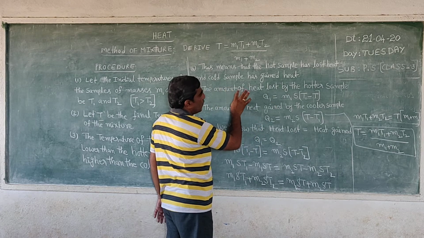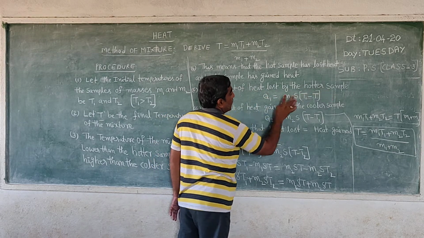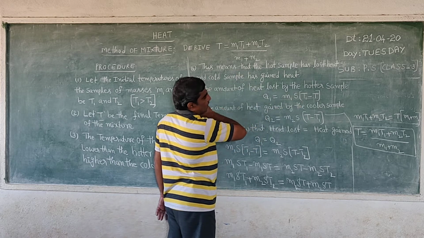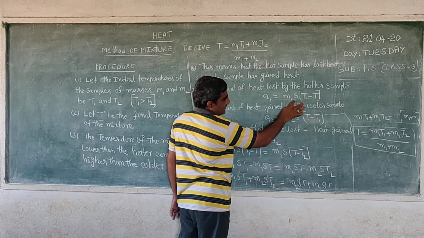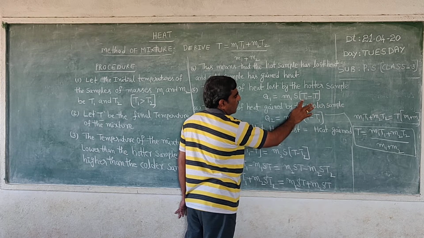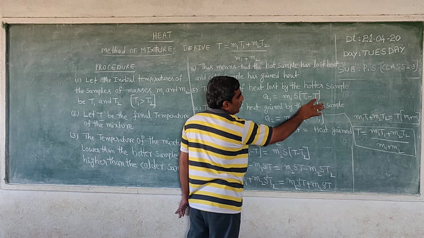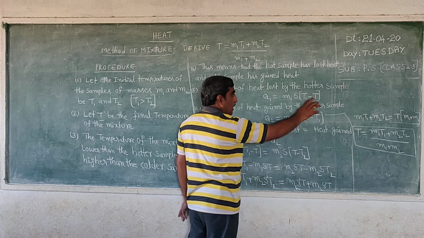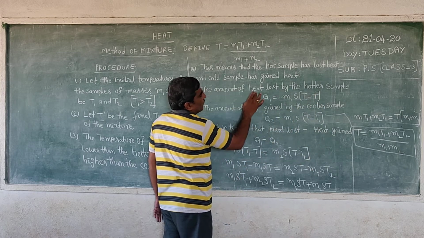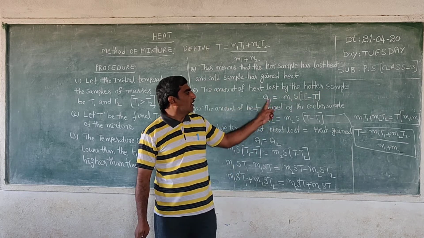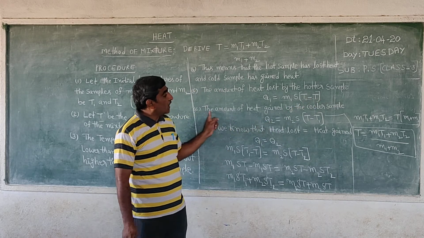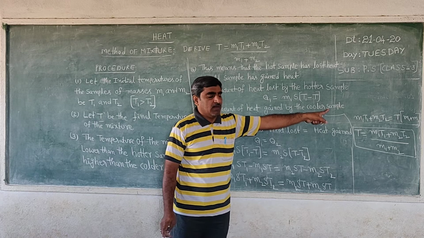Q1, the amount of heat lost by the hotter sample, is equal to the mass of the hotter sample times the specific heat of the given substance, water. So Q1 equal to M1 S into T1 minus T. T1 is the hotter body temperature and T is the final temperature of the mixture. The final temperature of the mixture is lower than the hotter sample.